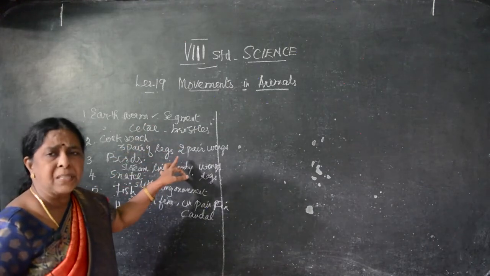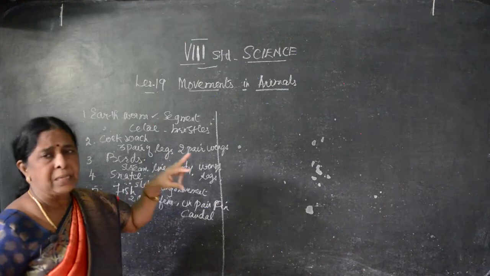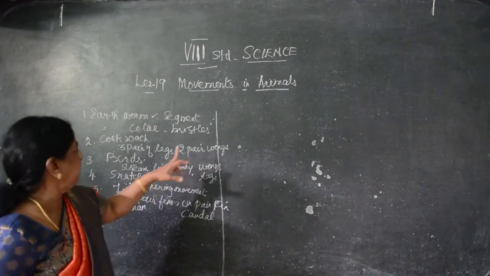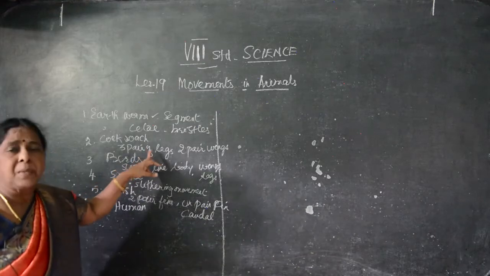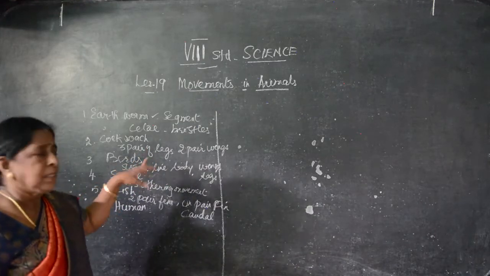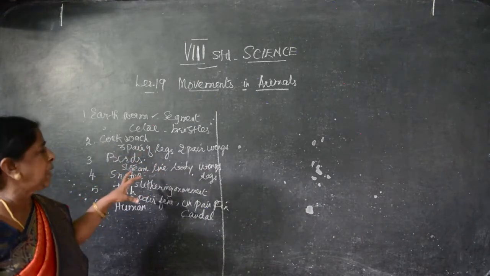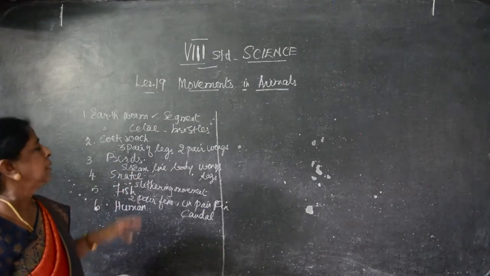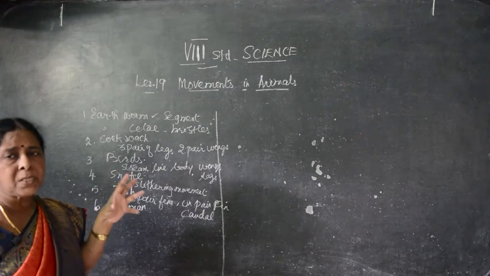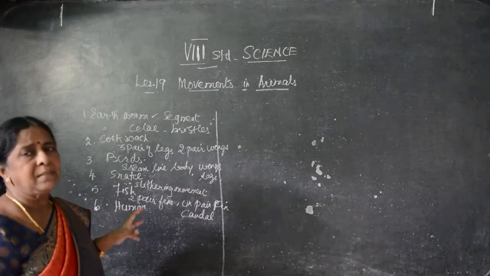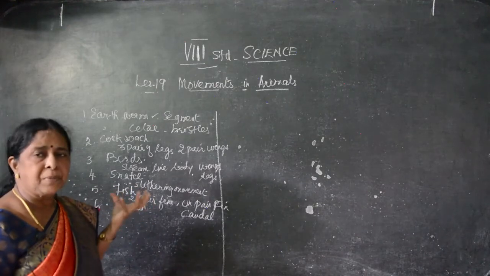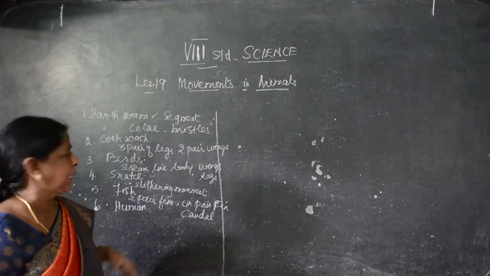Cockroach, how many pairs of legs did I say? 3 pairs of legs, 2 pairs of wings. By using legs it can walk. By using wings it can fly. The body is covered by chitin. Birds, they have the streamlined body. It has special flight muscles, and its forelimbs are modified into wings. The bones are very light bones. At the same time it gives the strength. There are air sacs in the bone. The air sacs are filled with air, which helps the bird to fly.